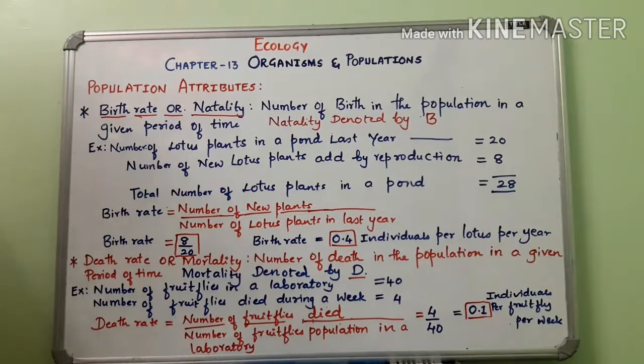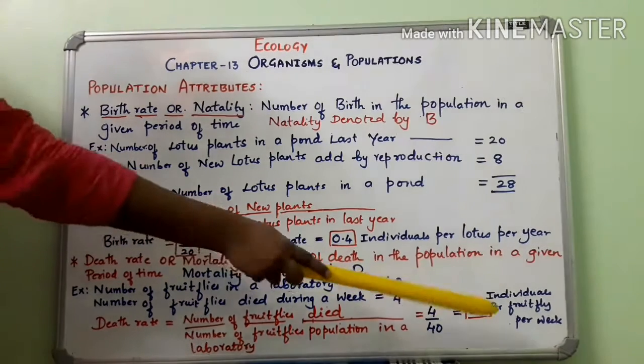So once again I'll clarify the same thing, the birth rate or natality. Here we are discussing the number of births that have taken place in the population, whereas in death rate or mortality, the number of deaths that have taken place in a population among the same species, that we are going to calculate. Here the lotus plant is there. Through a lotus plant one more plant will develop, that is, one mother plant and one daughter plant. Like that, the new plant development is 0.4 per individual lotus per year. And in the fruit fly, when the mother fruit fly has given birth to the daughter, the death rate will be 0.1.